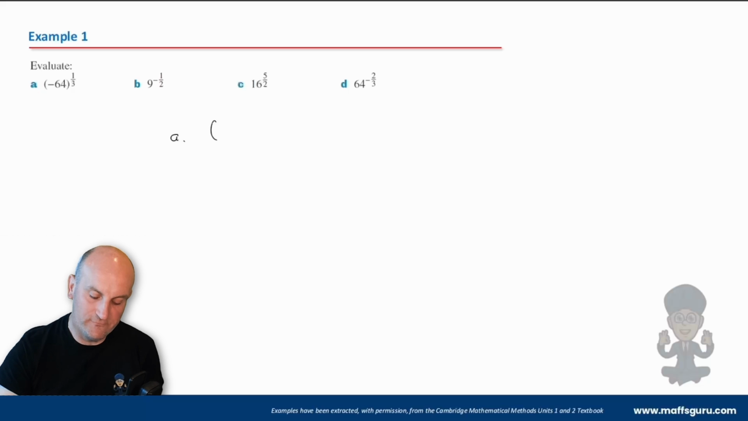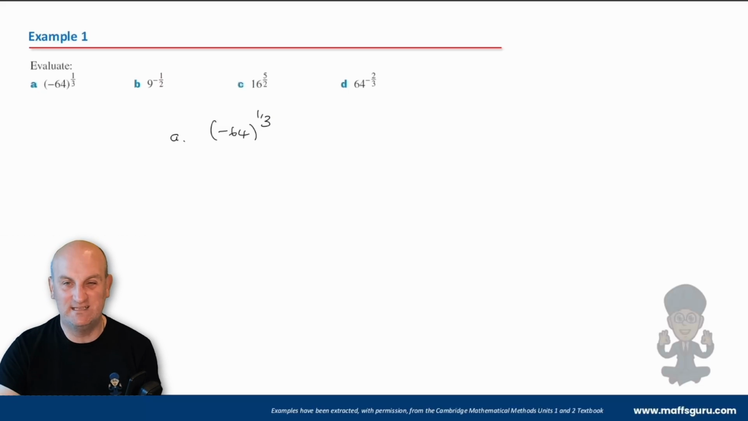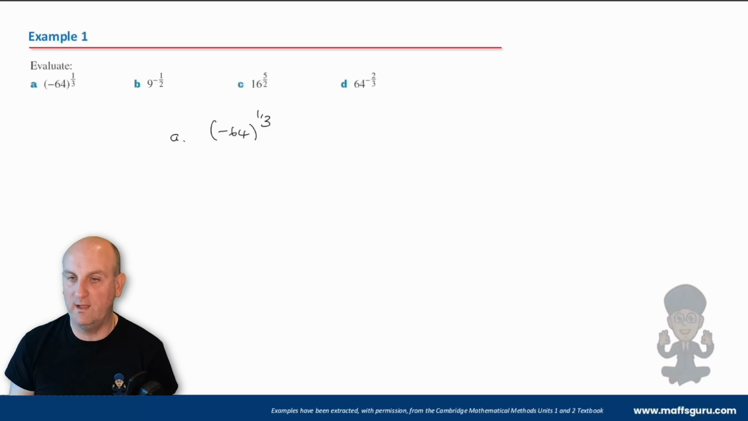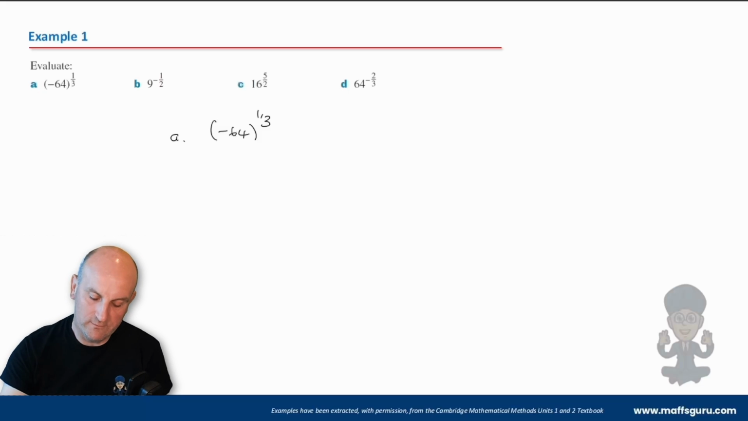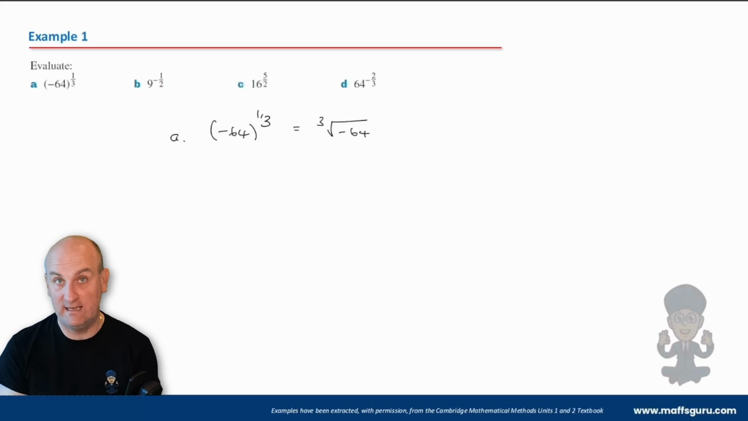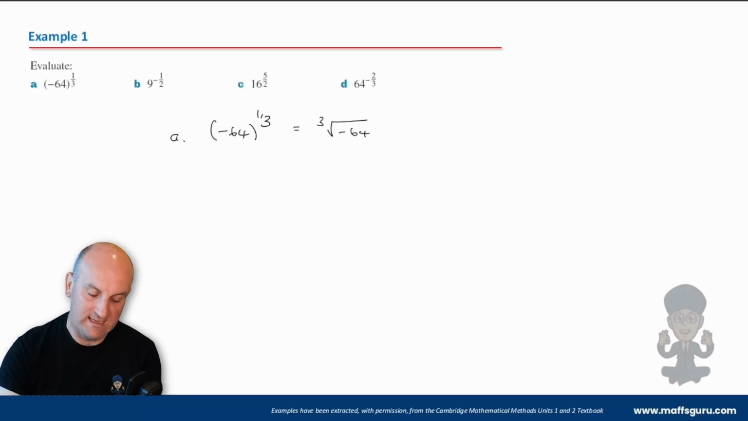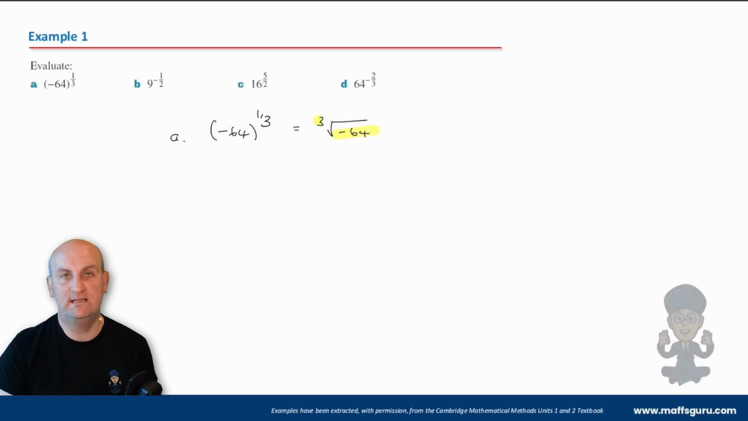We've got minus 64 to the power of a third. Now, I can't split this up because it's 1/3. It doesn't make any sense to do it otherwise. And so I've got to go back and say, well, that's now the same as the cube root of minus 64. Now, again, we can have cube roots of negative numbers. And so what we're looking at here is saying which number, when multiplied by itself 3 times, gives me minus 64.